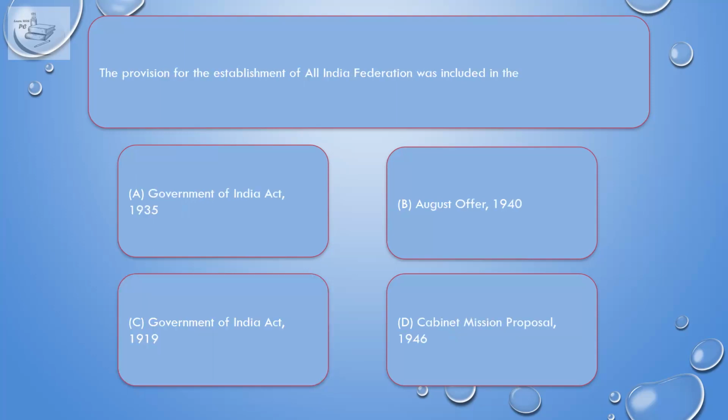Question: the provision for the establishment of All India Federation was included in the A. Government of India Act, 1935. B. August Offer, 1940. C. Government of India Act, 1919. D. Cabinet Mission Proposal, 1946. Correct answer is A. Government of India Act, 1935.